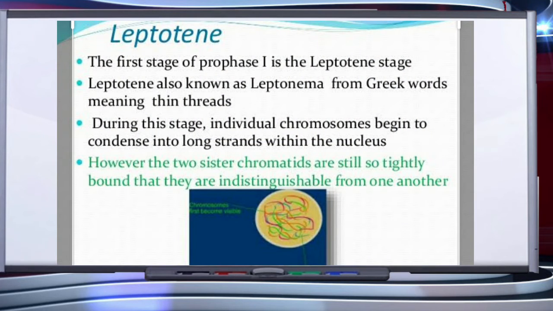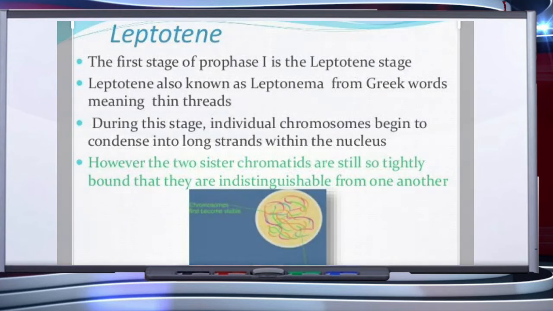Leptotene is the first stage of prophase 1. During this stage, individual chromosomes begin to condense into long strands within the nucleus. Sister chromatids are so tightly bound that they are indistinguishable from one another.